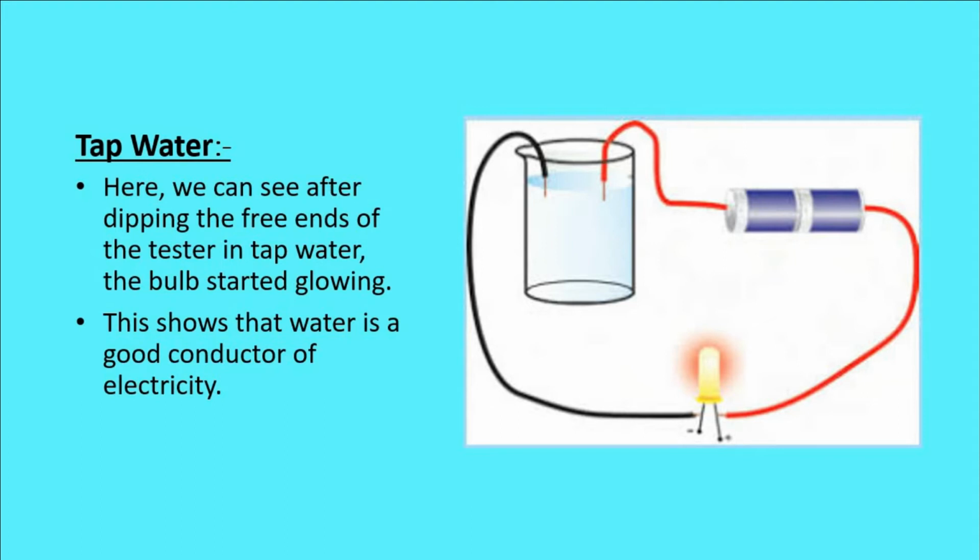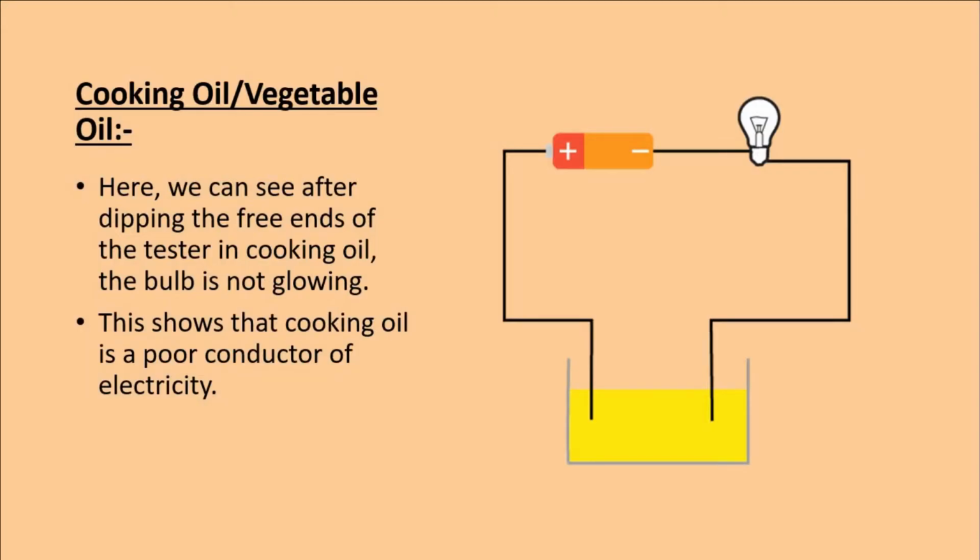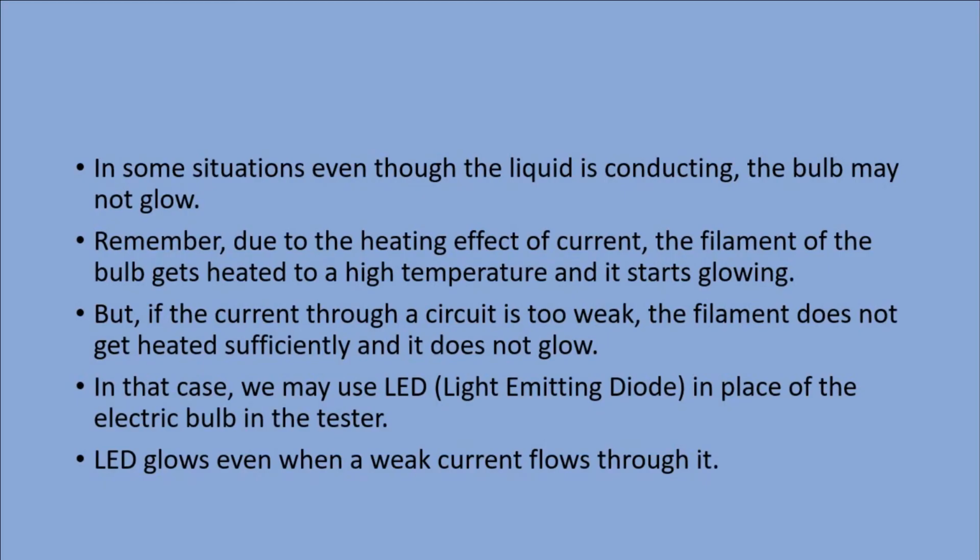Let us begin with the tap water. Here we can see after dipping the free ends of the tester in tap water, the bulb started glowing. This shows that water is a good conductor of electricity. Let us check the conductivity of another liquid, that is vegetable oil. Here we can see after dipping the free ends of the tester in cooking oil or vegetable oil, the bulb is not glowing. This shows that cooking oil is a poor conductor of electricity.